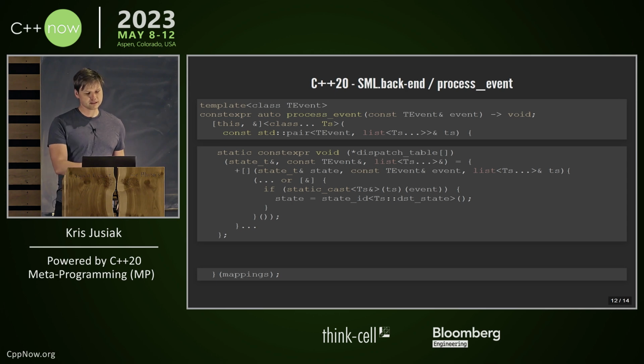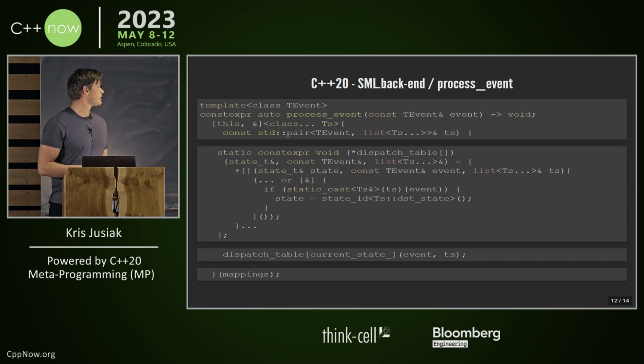We call the transition. We call the transition on the if static cast, and then we just change the state if that has been satisfied. And how we call it? We just call the dispatch table on the current state of the event and TS.